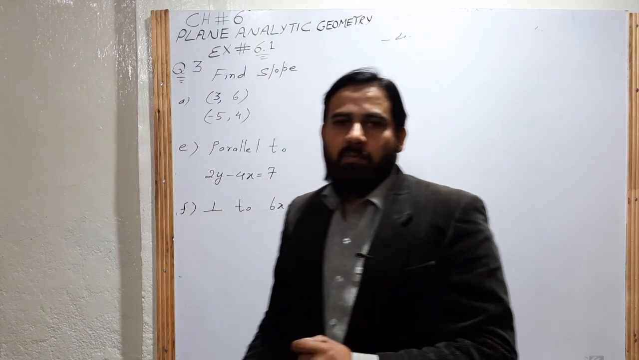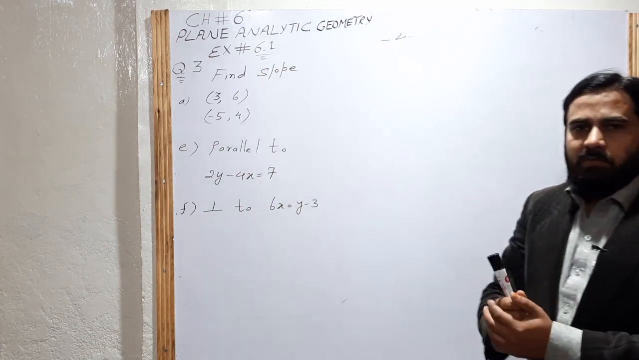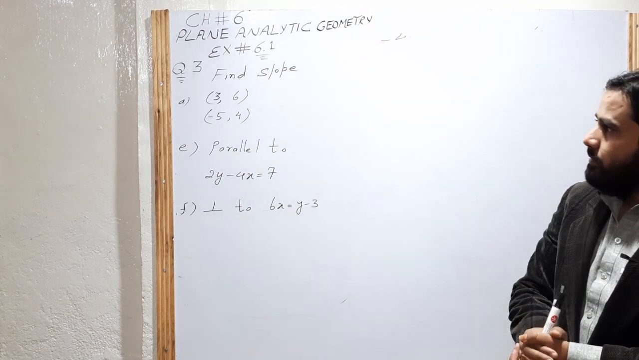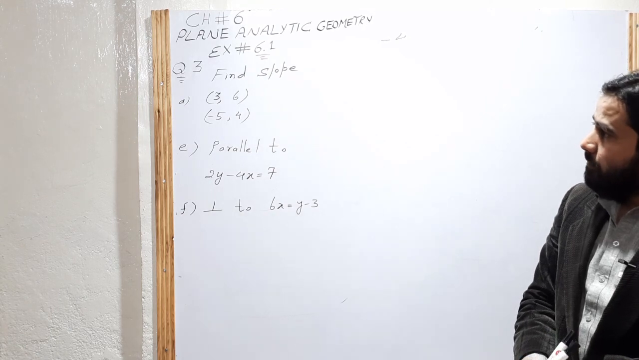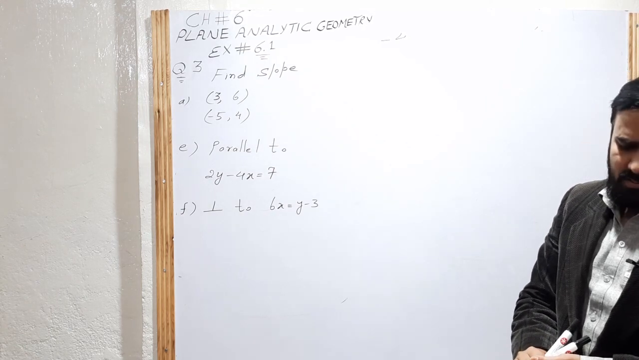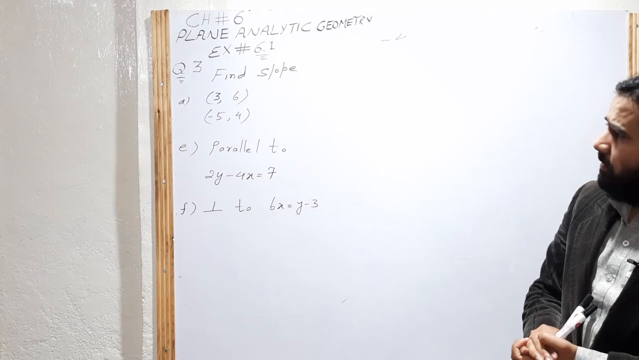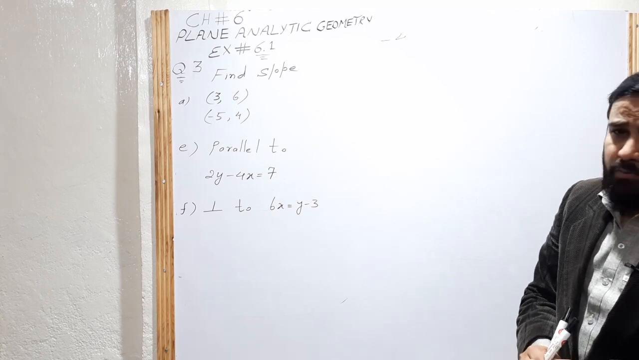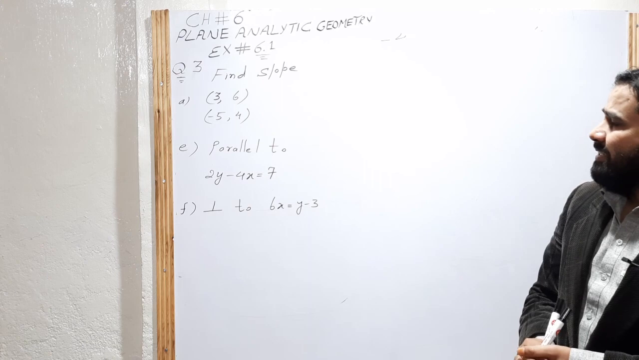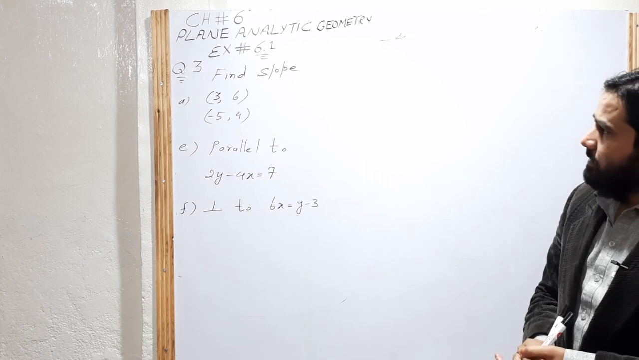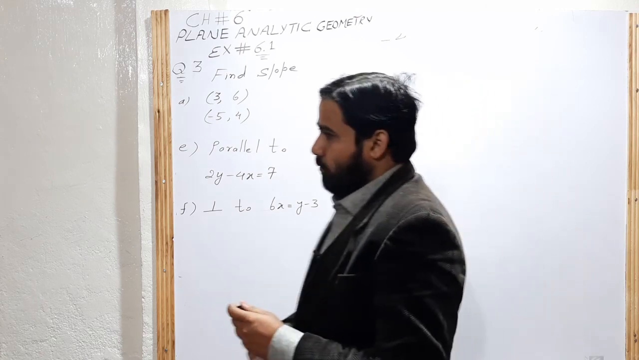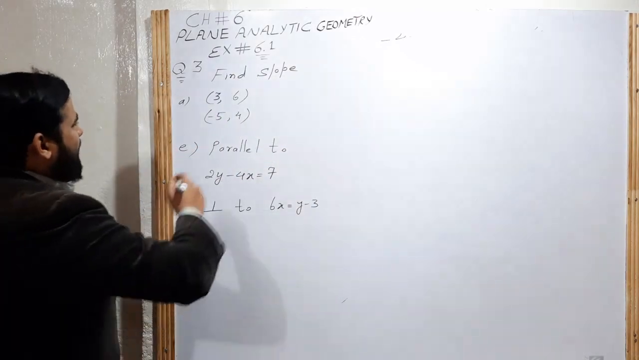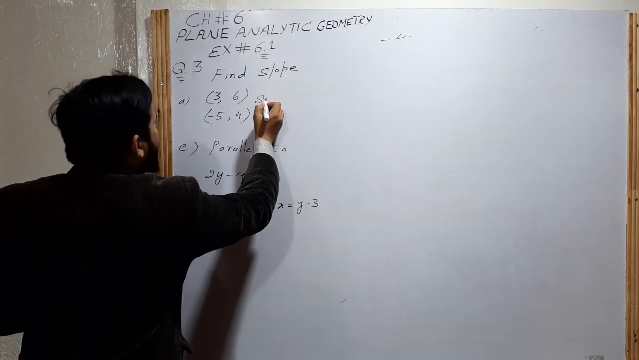Bismillahirrahmanirrahim. My name is M. Yaseen, Edwardes College, Peshawar, Pakistan. Dear students, today we start exercise 6.1. Questions 1 and 2 are very simple and not included in the course content due to COVID-19. Question number 3 is simple: find the slope between 2 points. We already discussed how to find the slope between 2 points, so it is very simple.